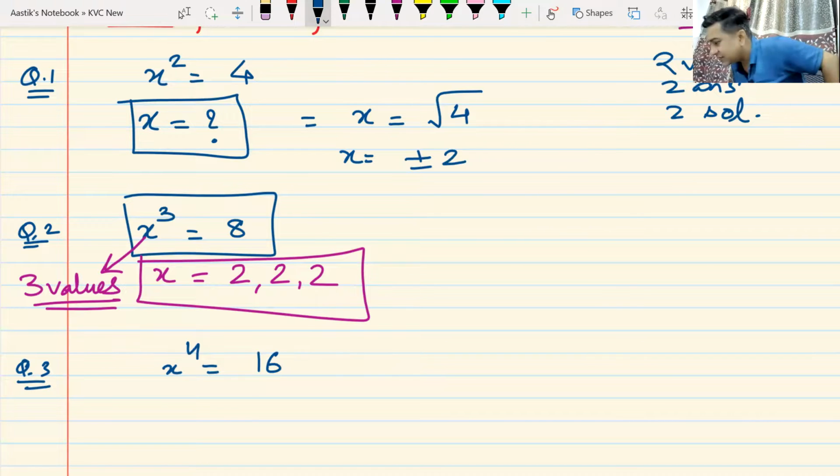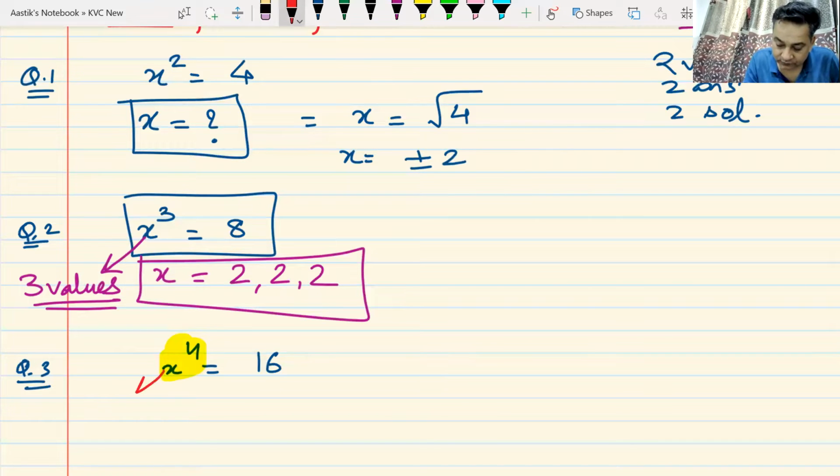No, I'm not getting the correct answers. X raised to the power 4 is 16. How many roots should it have? It should have 4. You should tell me full answers. You should tell me 4 answers.